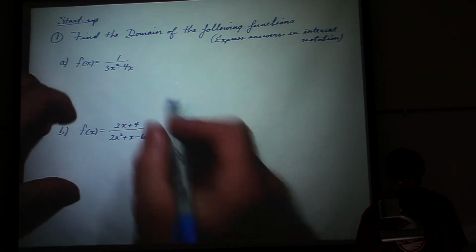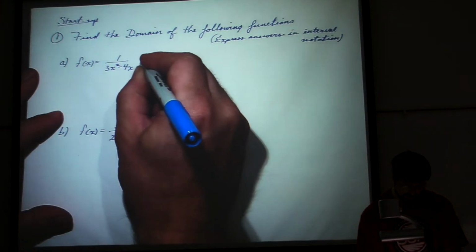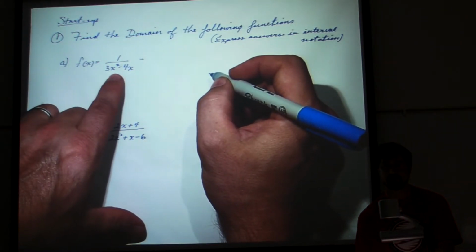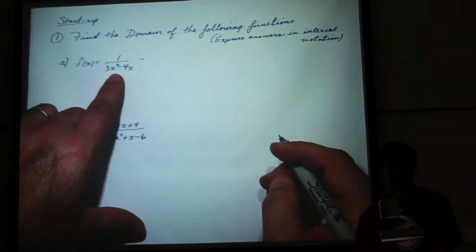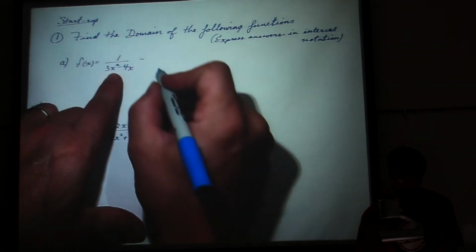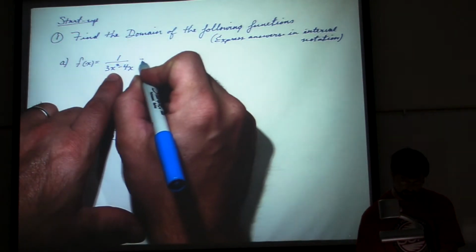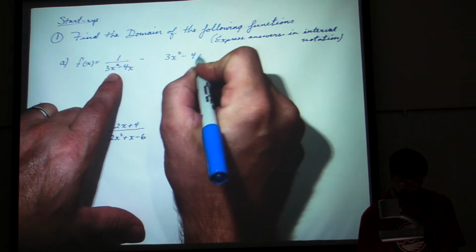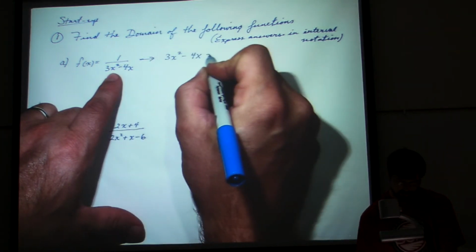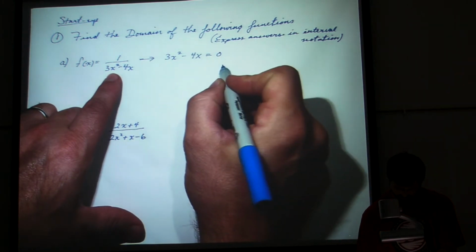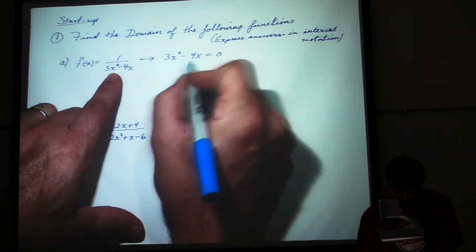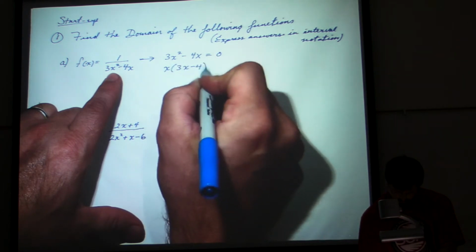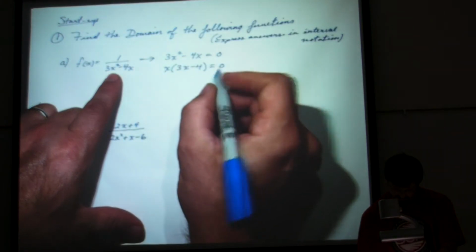The first step is you want to set the denominator equal to 0, because what makes the function undefined is any value that makes the denominator equal 0. So I'm going to take the bottom, 3x squared minus 4x equals 0. And I'm going to factor it. I can factor x out of both of those. And then I'm going to solve this.